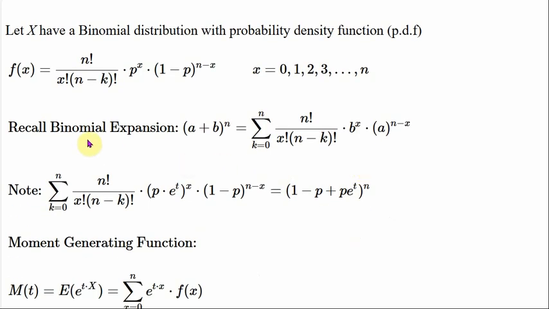Recall that the binomial expansion for a plus b to the n is going to be this sum right here. And so instead of b, we have p times e to the t, and then instead of a, we have 1 minus p. Then this is going to equal, this is b, and this is a, 1 minus p plus p times e to the t, and then the whole thing to the n.